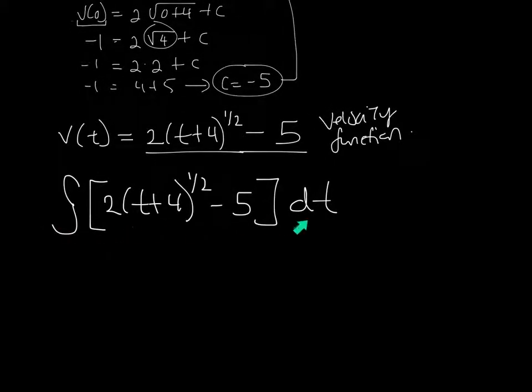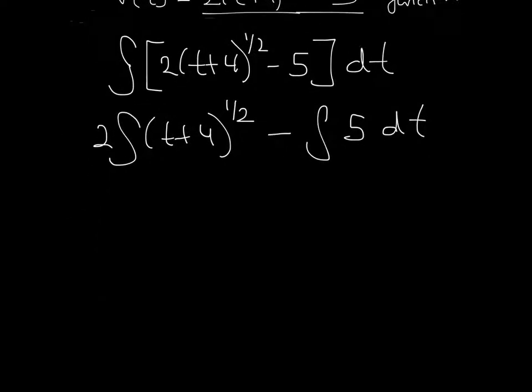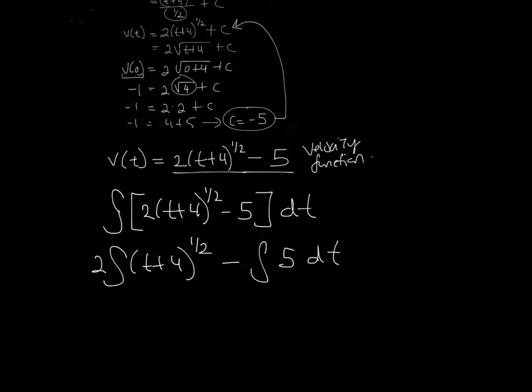When we integrate this, we're going to get a function. We're not going to get some numerical value like 5. It'll be 5t, or, well, it's not going to be 5t, but just the difference between those two. So we can split these guys: 2t plus 4 to the 1/2 minus the integral of 5 dt. And so we're almost done.